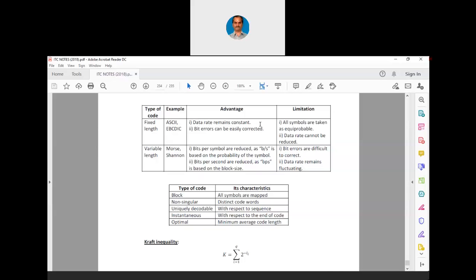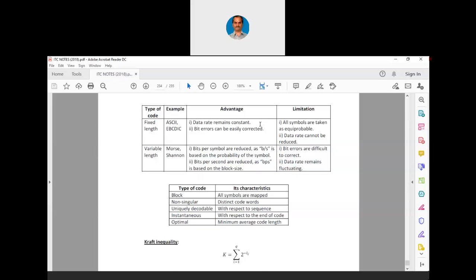Why? Because as the number of bits for a given sequence are constant, at the receiver we can have them as partitions. All the received bits can be stored as partitions as per their sizes and each partition can be corrected as such. So bit errors can be easily corrected.